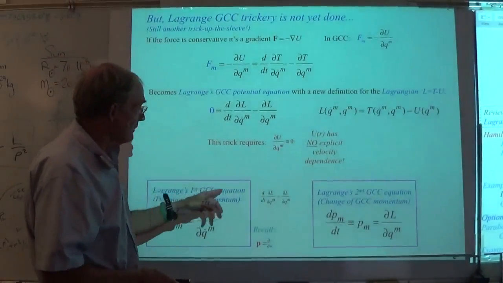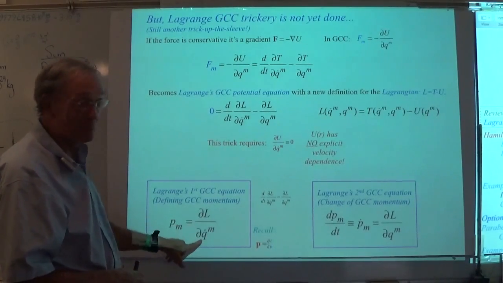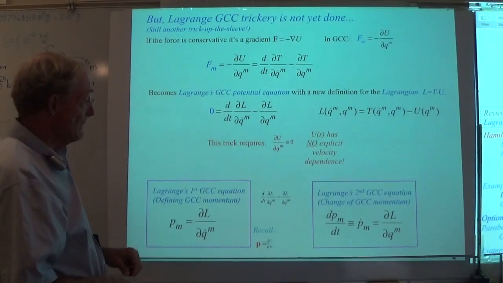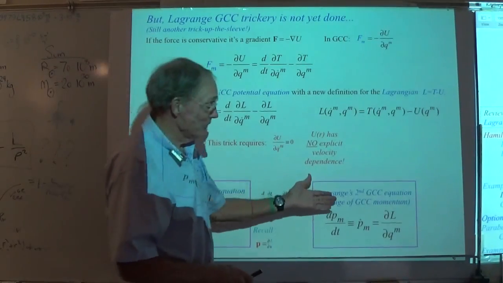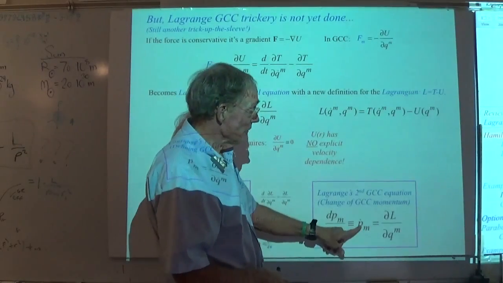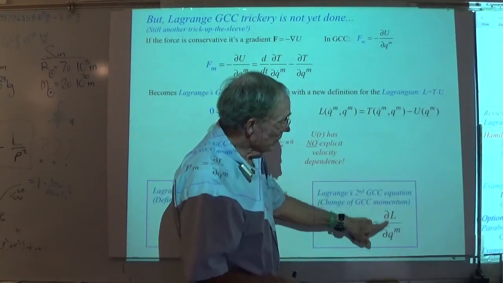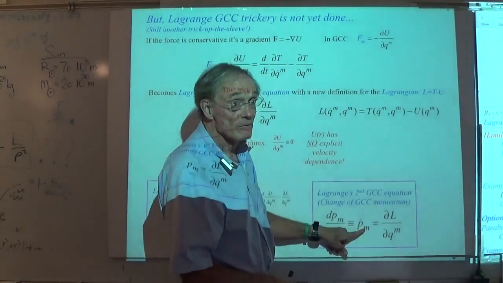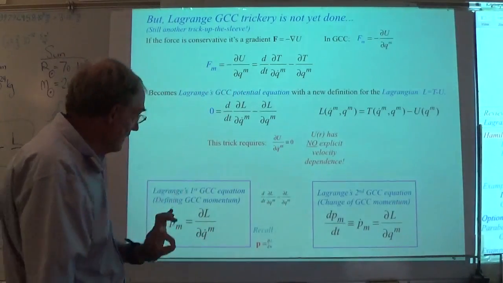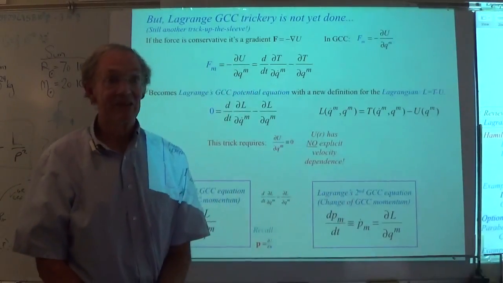Remember our first GCC equation? That momentum is defined as the partial of L with respect to the velocity? Well, that's what we've got here. Okay? Here's the second equation. It's that the total time derivative of the momentum is equal to the first derivative with respect to the coordinate that you're worried about. So the two forms of equation are found by taking a dot and putting it there for the first one and putting it there for the second one.